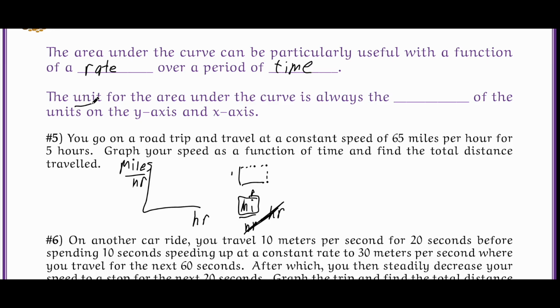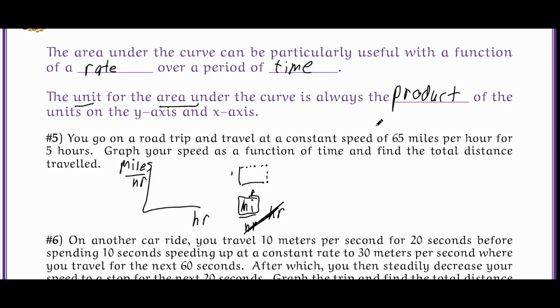So here, what I was just saying, the unit for the area under the curve is always the product of the units of the y-axis and the x-axis. So if you graph miles per hour over a period of time, the resulting area is going to be miles per hour times hours, which is miles.